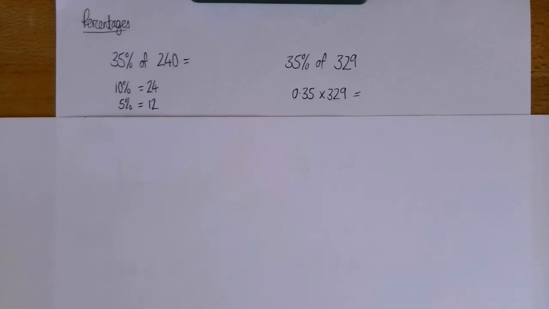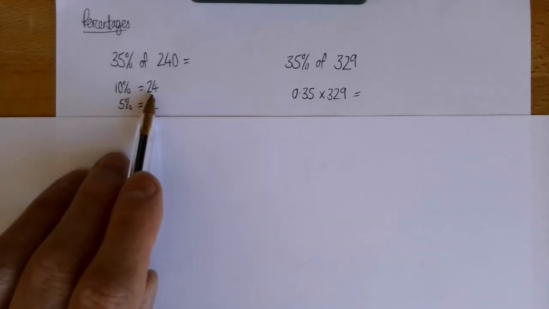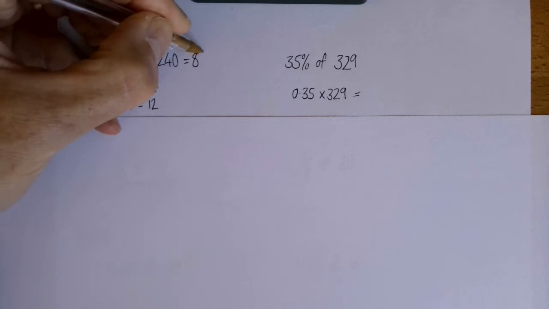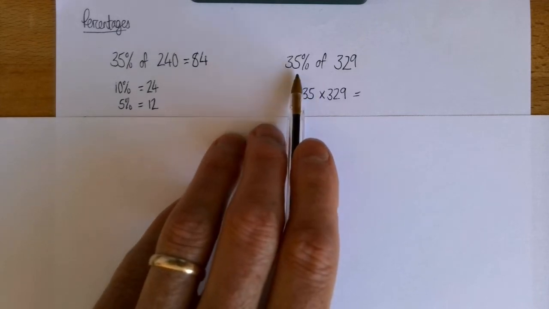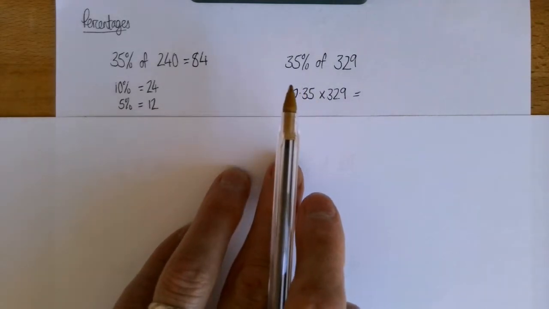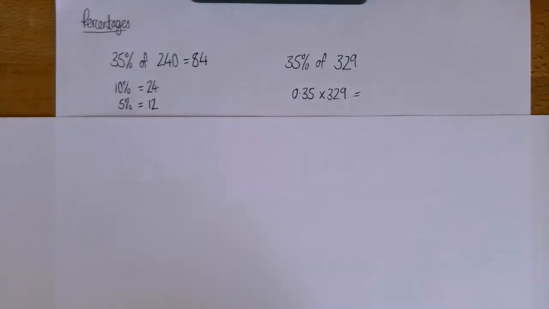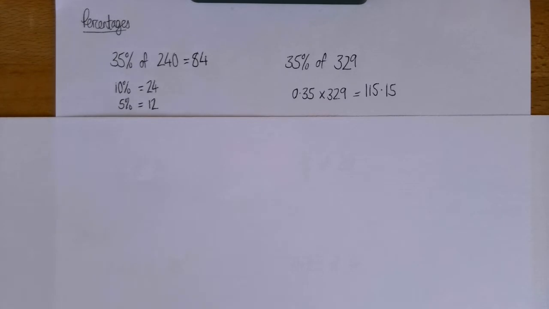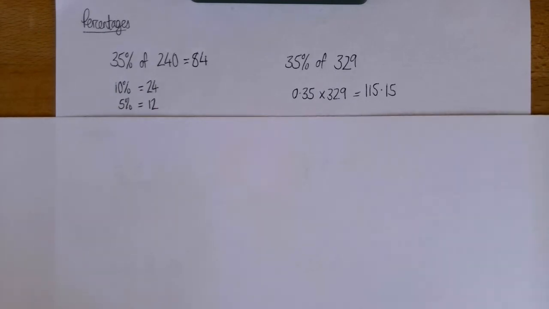Okay, so hopefully no problems here. 10% is 24, so 5% is 12, so you need 3 lots of that and 1 lot of that, and that gives you 84. And then 35% as a decimal is 0.35, so one really easy way to work out 35% of an amount is to do 0.35 times that amount, and you can do that with any percentage problem. You could do it with this one, 0.35 times 240, and that gives us that as our answer. So percentages without calculator, with a calculator, easy peasy, hopefully.